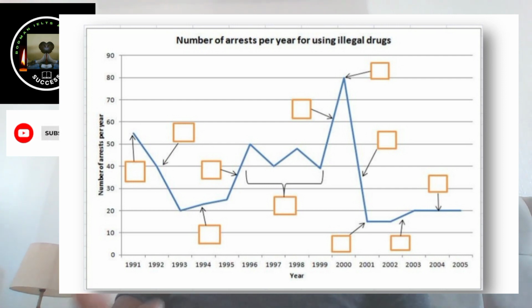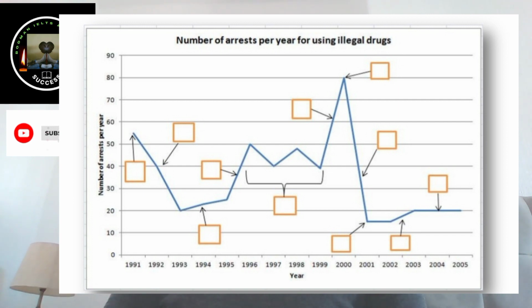Plunge and decrease significantly, they are synonymous. They are the same thing. I can say the number decreased significantly to so figure in so year, or I can say the number plunged to so figure in so year. I hope that is clear. Plunged, decreased significantly, fell significantly, fell dramatically, they are the same thing. I hope that is clear.